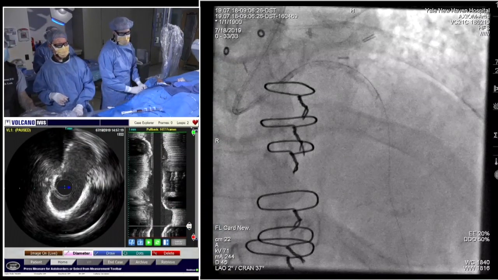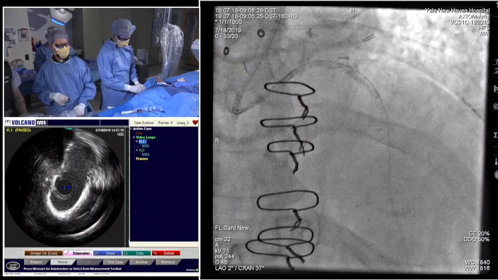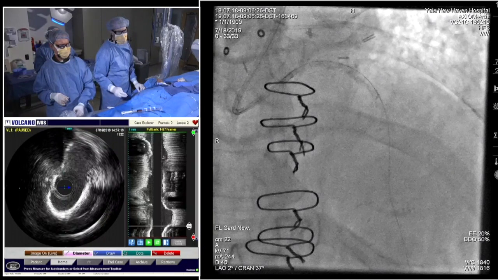So in terms of how to size, it's really simple. You go to your distal area where there's not a lot of plaque, and you basically measure across.